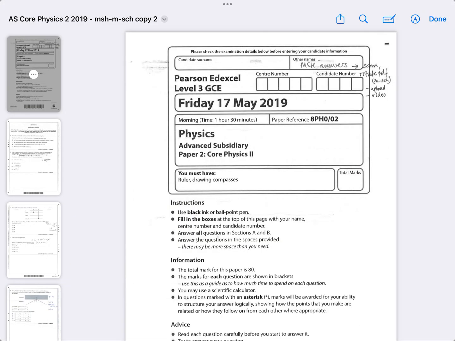Okay, today's run through is going to be a linear Edexcel A-level physics paper for the AS, paper 2 core physics. So it's core physics 2, and this is the 2019 paper. My students are currently using it as a practice run through before their mock exam next week. So I thought I'd try to put this on the system for you.